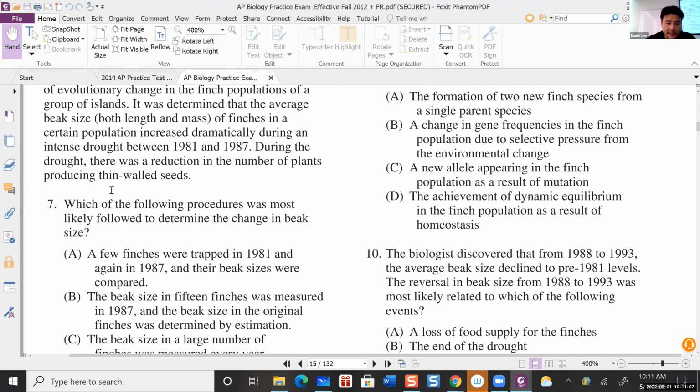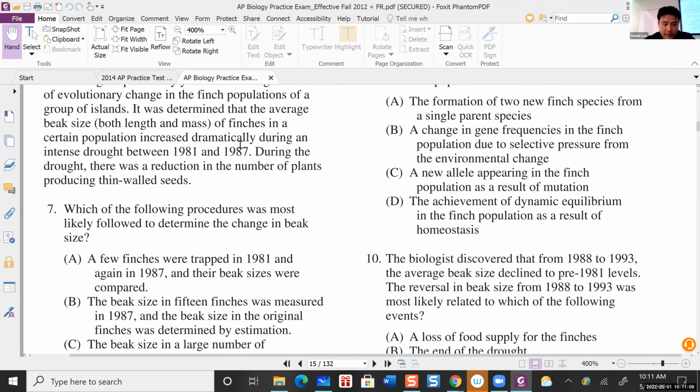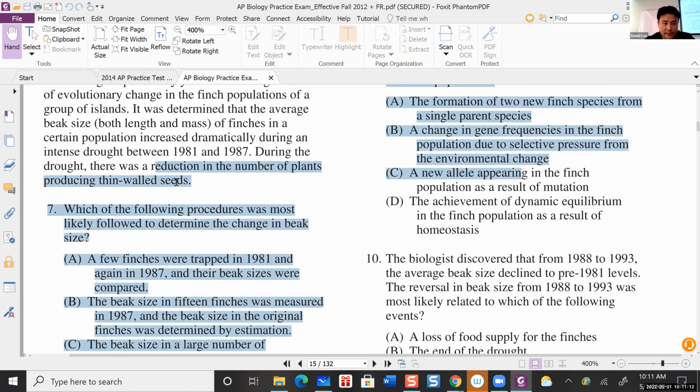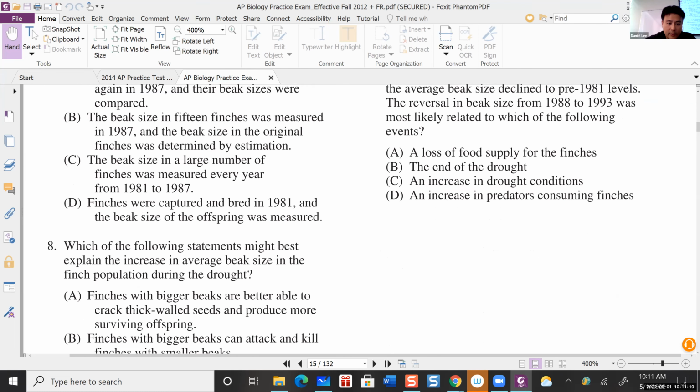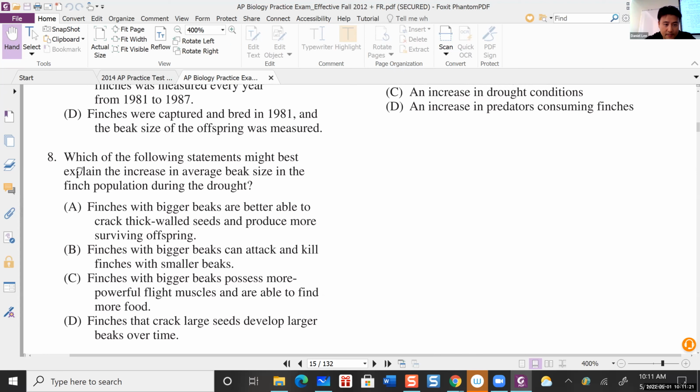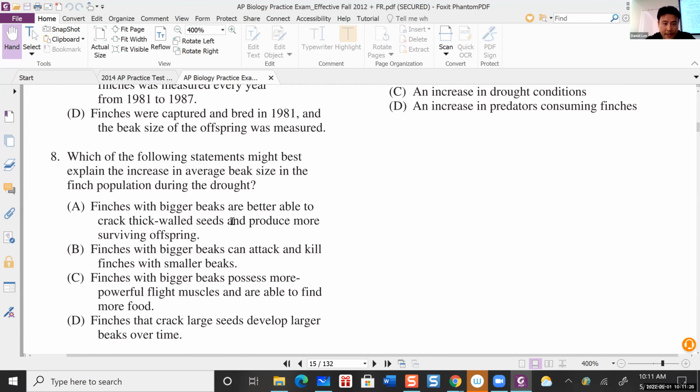So it says here that during drought, there was a reduction in the number of plants with thin-walled seeds. Okay, so there's a change in the population. The question is which might best explain the increase in the average beak size. Bigger beaks are better adapted, they're able to crack this one. This is actually true. It's being prejudiced against thin wall, so there's less thin wall. Either way, they have bigger beaks, they're better adapted to crack any kind of seed and produce more offspring.